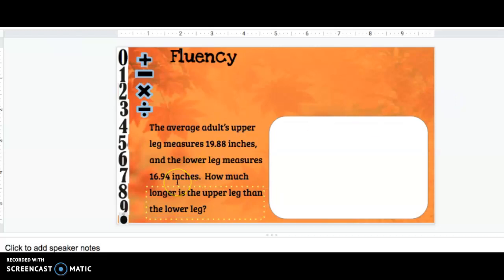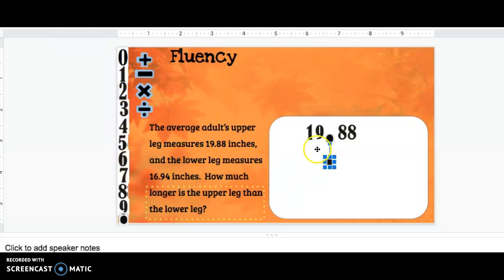So we're going to start with our largest number on top. Our largest number is 19.88. So we are going to put our 19, and when we do this, we want to make sure that we are lining up our digits, lining up our decimals, because that is the most important rule when we are subtracting or adding decimal numbers.